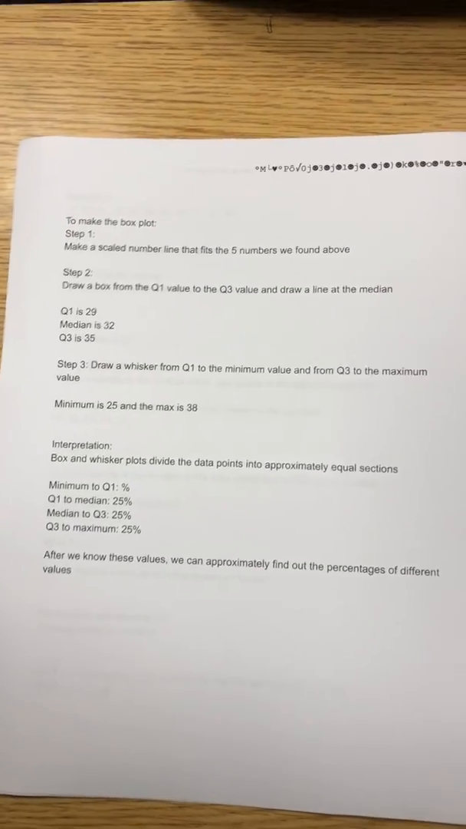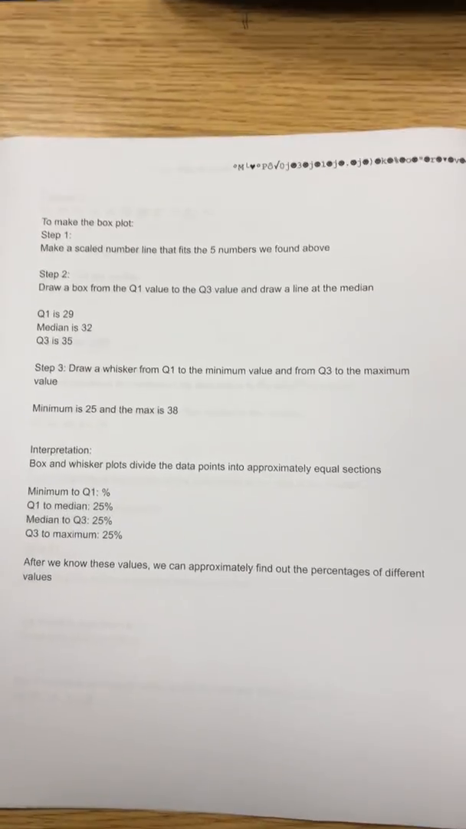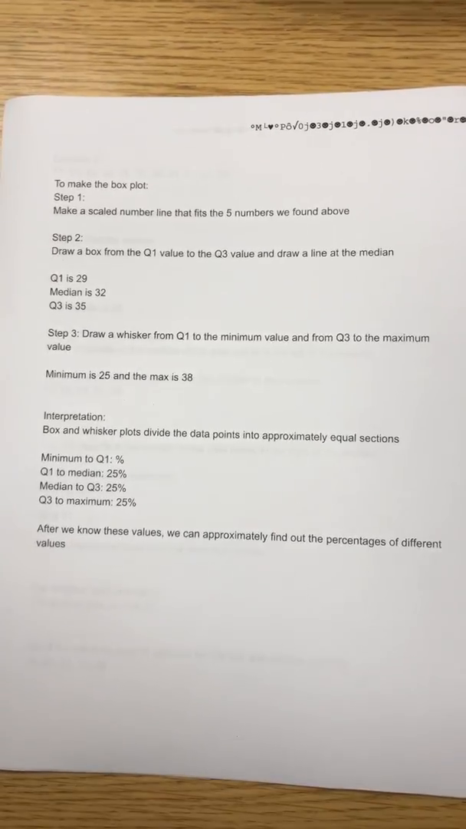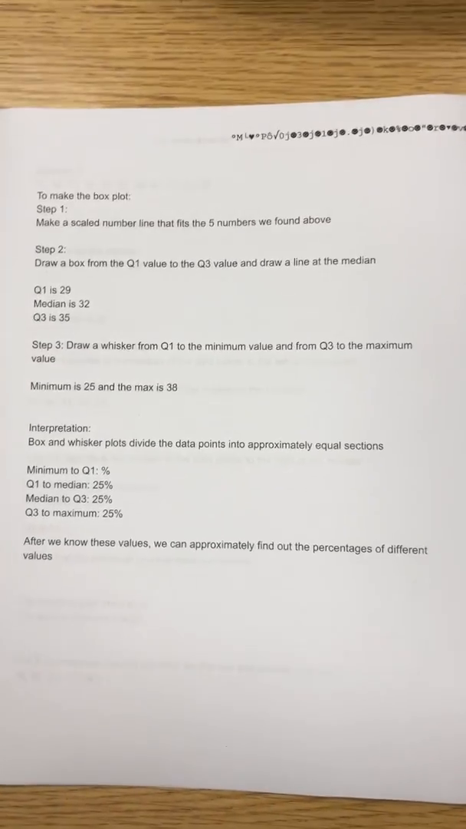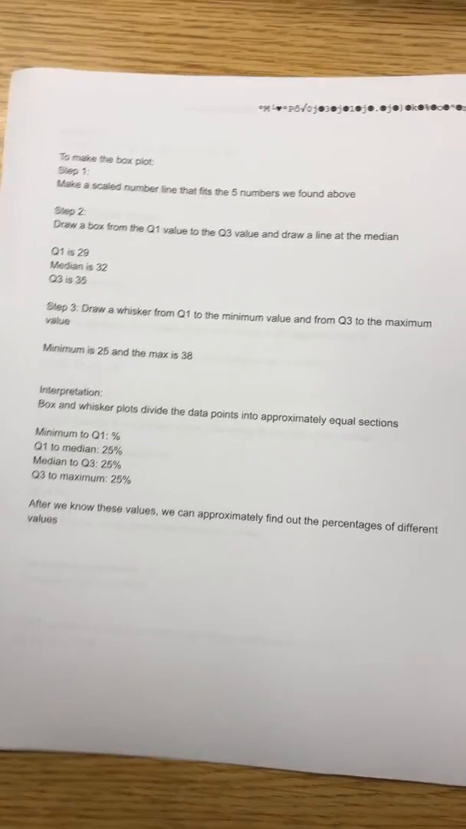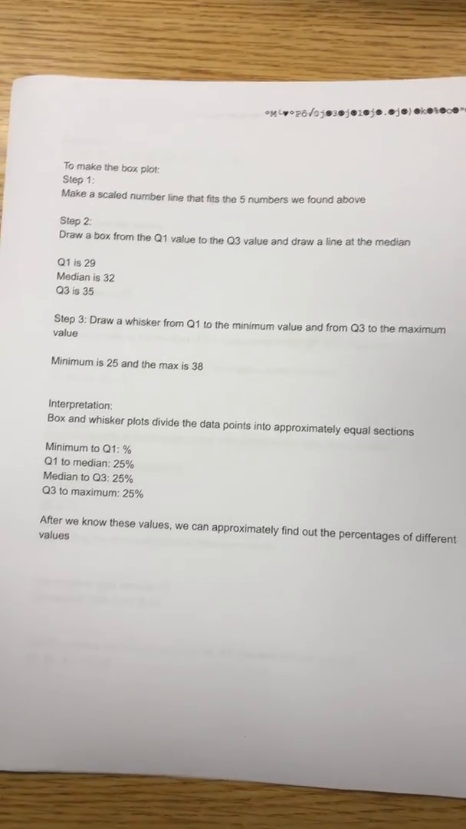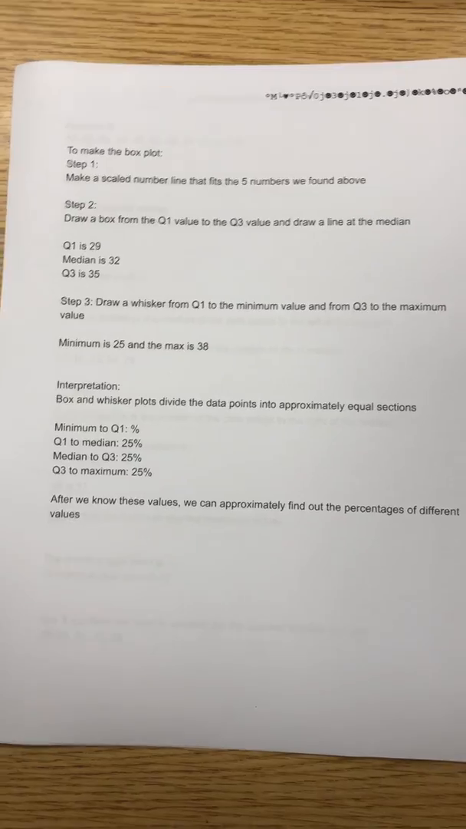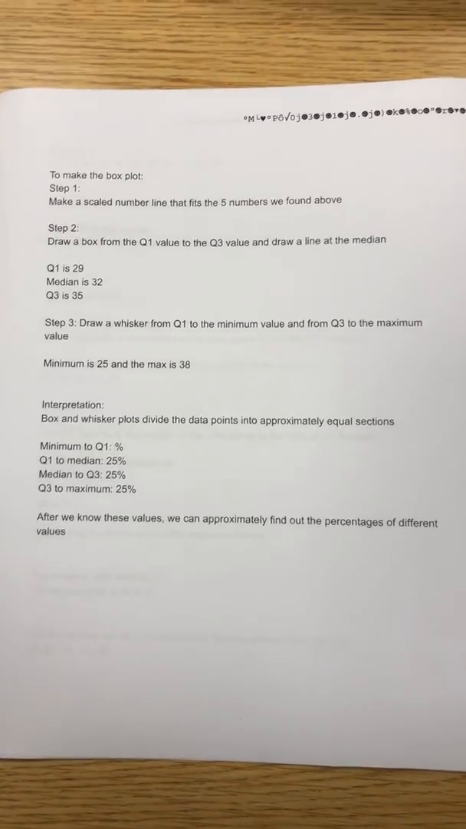To actually draw the box and whisker plot, we would have to make a scaled number line with the 5 numbers we found before, and then we would have to draw a box from the Q1 value to the Q3 value. Then we would have to draw a whisker from Q1 to the minimum and from Q3 to the maximum. After we're done drawing the box and whisker plot, we can interpret it based on the percentages we find based on the sections of each quartile. And once we know the values, we can approximate the other percentages of the different values.